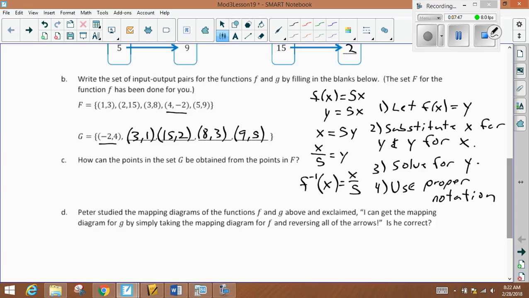How can the points in set G be obtained from the points in F? You can switch domain and range, or input and output.